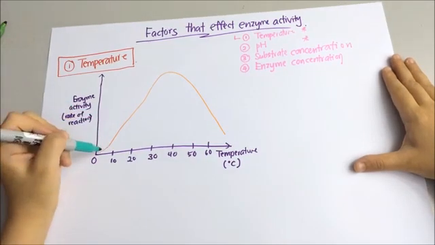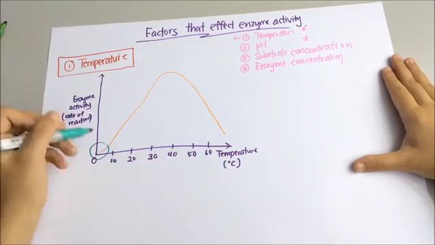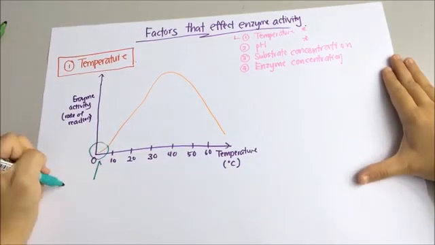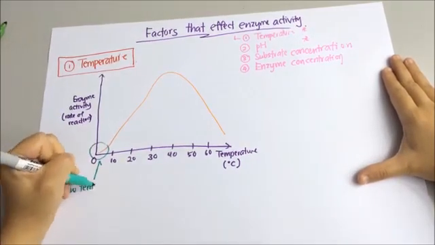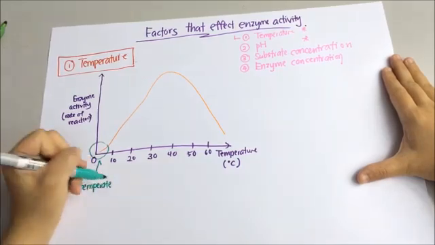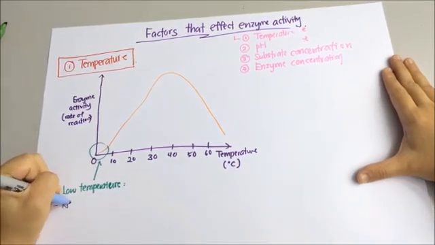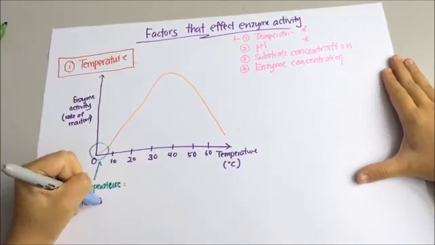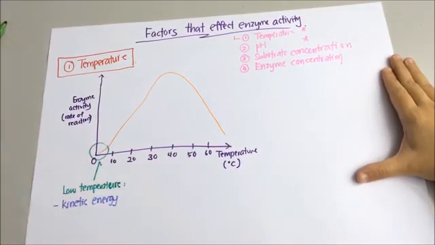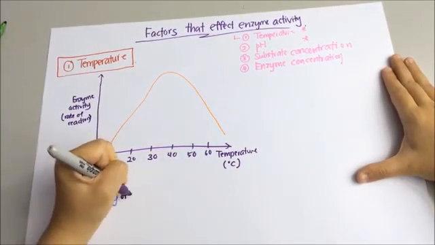Okay, let's look at low temperature, around 0. The enzyme activity is almost 0 as well. What happens is, at low temperature, the kinetic energy of the enzyme and substrate molecule is low. So the keyword is kinetic energy.